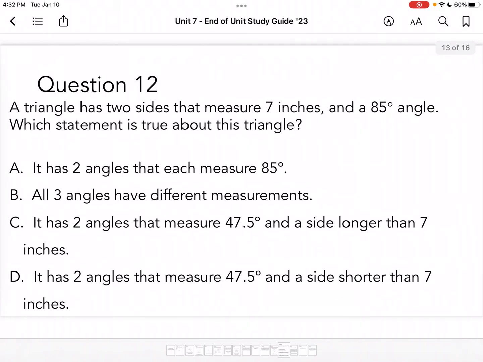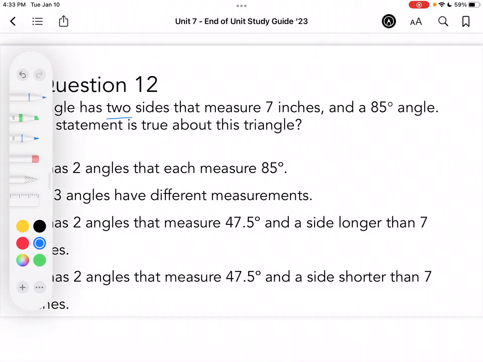Okay, a triangle that has 2 sides that measure 7 inches and an 85-degree angle. Which statement is true about the triangle? Okay, it has 2 angles that each measure 85 degrees. All 3 angles have different measurements. 2 of the angles measure 47.5 and has a side that's longer than 7 inches, or 2 angles have 47.5 and one side that's shorter than 7 inches.